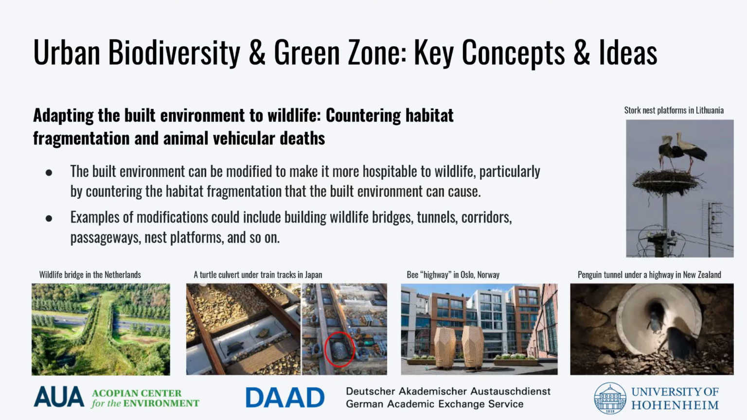When building roads, canals, buildings, and the like, humans fragment wildlife habitats. This fragmentation can reduce the chances of survival of various animal and plant species. Moreover, in the case of many animals crossing roads, they face the risk of being killed by moving vehicles. The built environment can be modified to make it more hospitable to wildlife, countering both habitat fragmentation and killing on the roads. Examples of modification could include building wildlife bridges, tunnels, corridors, passageways, nest platforms, and so on.